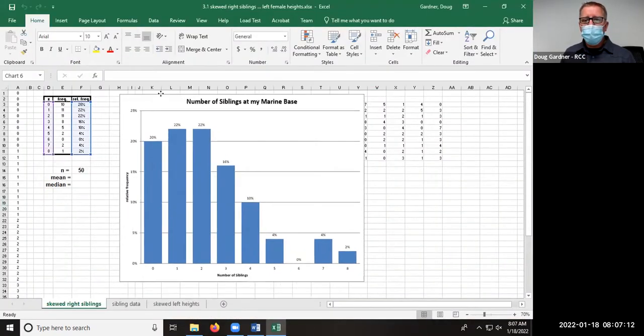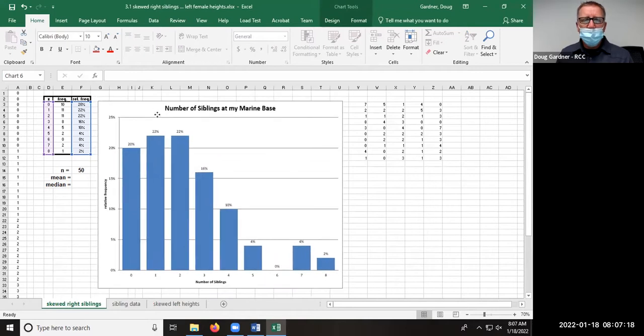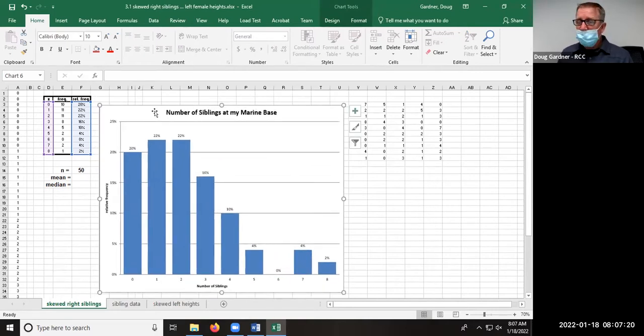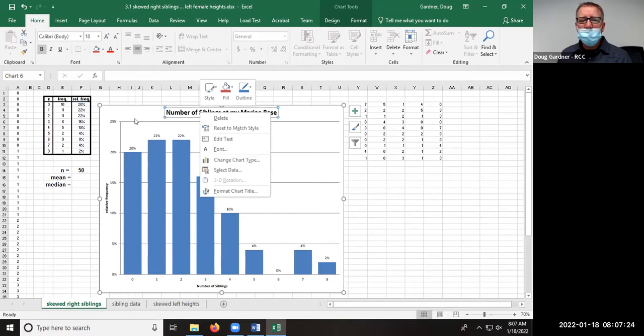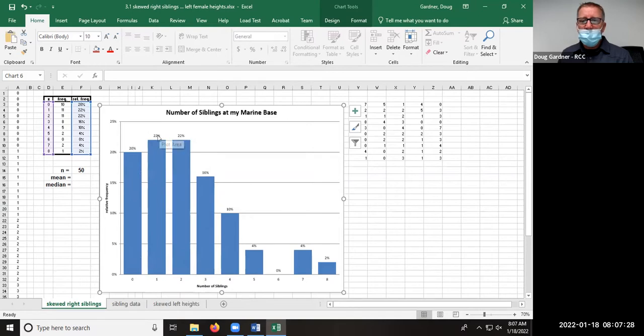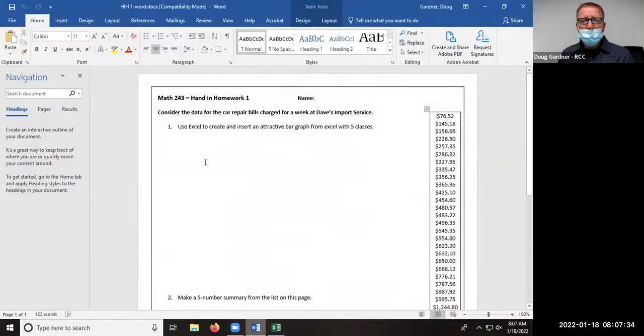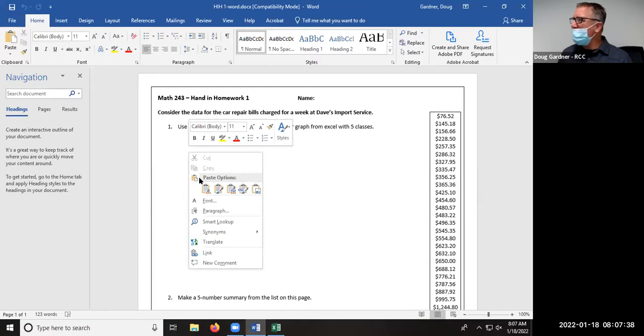So notice that bar graph kind of moves around. It's like a picture that's over the top of Excel, if you will. So I can grab that. One option is to hit Control C, but usually you can right click and say copy. So if I say copy, I just copied that picture right there. Now bring my Word document back up and right click, and notice you have some paste options.